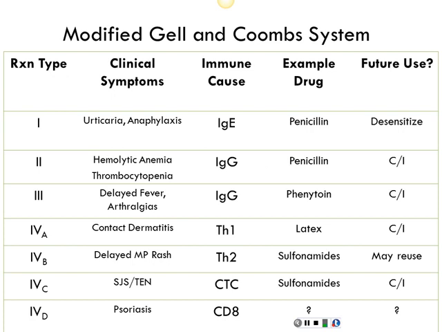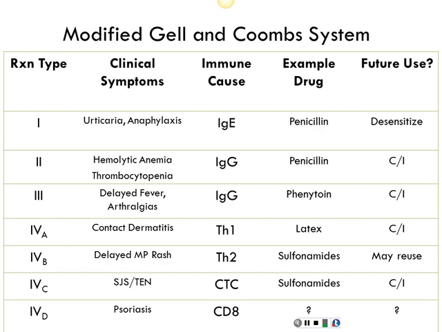So if someone's been taking Keflex for 3 or 4 days, and then all of a sudden they start having a rash, that is not a type 1 IgE-mediated true allergy that the patient has. That would be something more like a type 4B delayed rash that we can see. That is not immune-mediated. We can reuse the drug later. Okay. So type 1 is the thing that we're worried about.